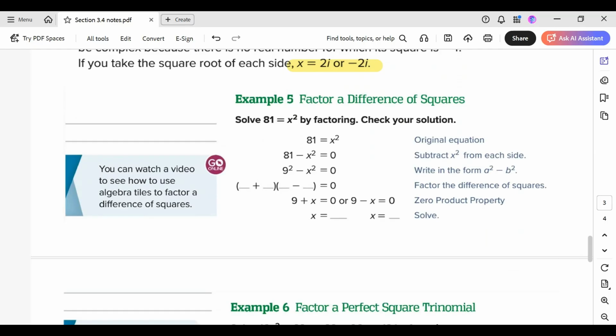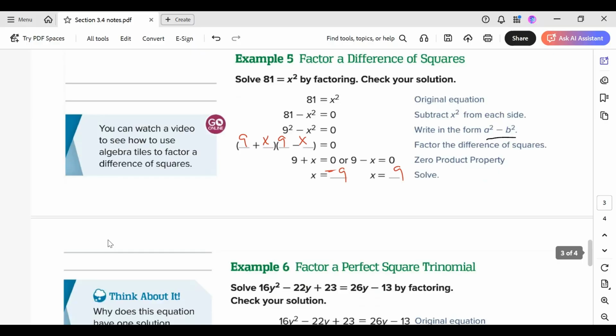So what they did is they subtracted x squared to the left and rewrote it in the form of a squared minus b squared. So each piece is being given a power. There's my 9 and there's my x. So remember, it goes (b plus a) and (b minus a). So I'm going to write a 9 and a 9, and split my x's. They're different in sign. So I see 9 plus x equals 0, so x is negative 9. 9 minus x equals 0, so x is positive 9.